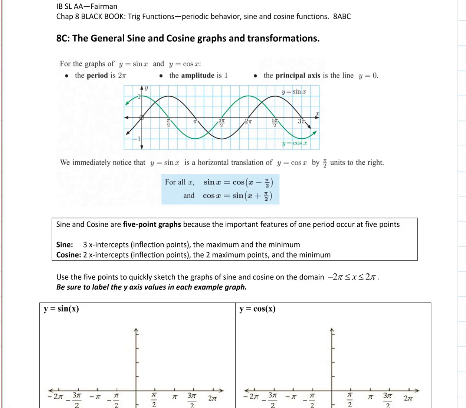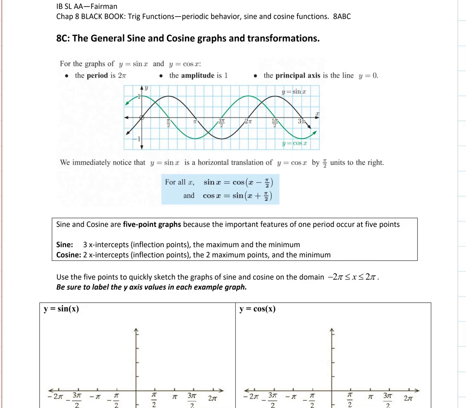So for the graphs of y equals sine of x and y equals cosine of x, the period is 2 pi, and remember the period means from a max to a max or a min to a min. It's one full cycle. So for both the sine and the cosine, one full cycle is 2 pi. The amplitude for both the sine and the cosine is 1.